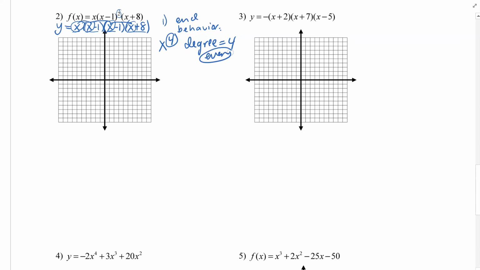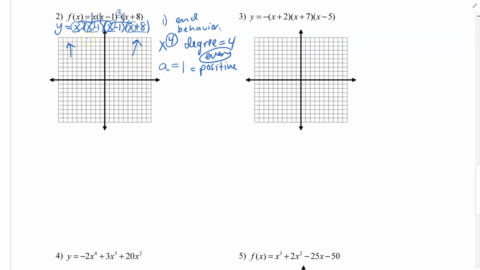Okay. Then I look in front of all the x's, right? There's 1's in front of all of them. So that tells me that my a value is 1, which is positive. So like example 1, the end behavior on example 2 will also both be pointing up.